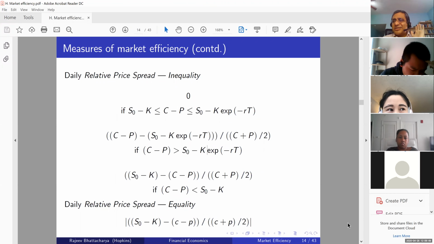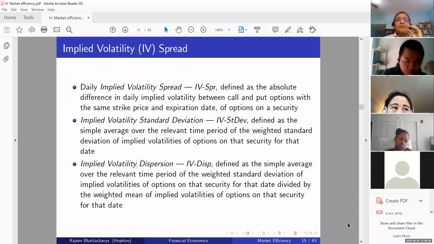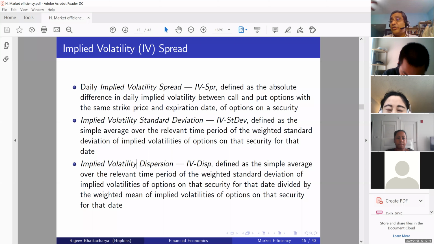For European options, it's pretty straightforward, simply because it's an equality. And so anytime it deviates from that, we can talk about it. Implied volatility, as I mentioned, should not depend on whether it's a call option or a put option and so on and so forth. So I take a bunch of different measures of this deviation from implied volatility being constant for a particular day and come up with various different measures of market efficiency.